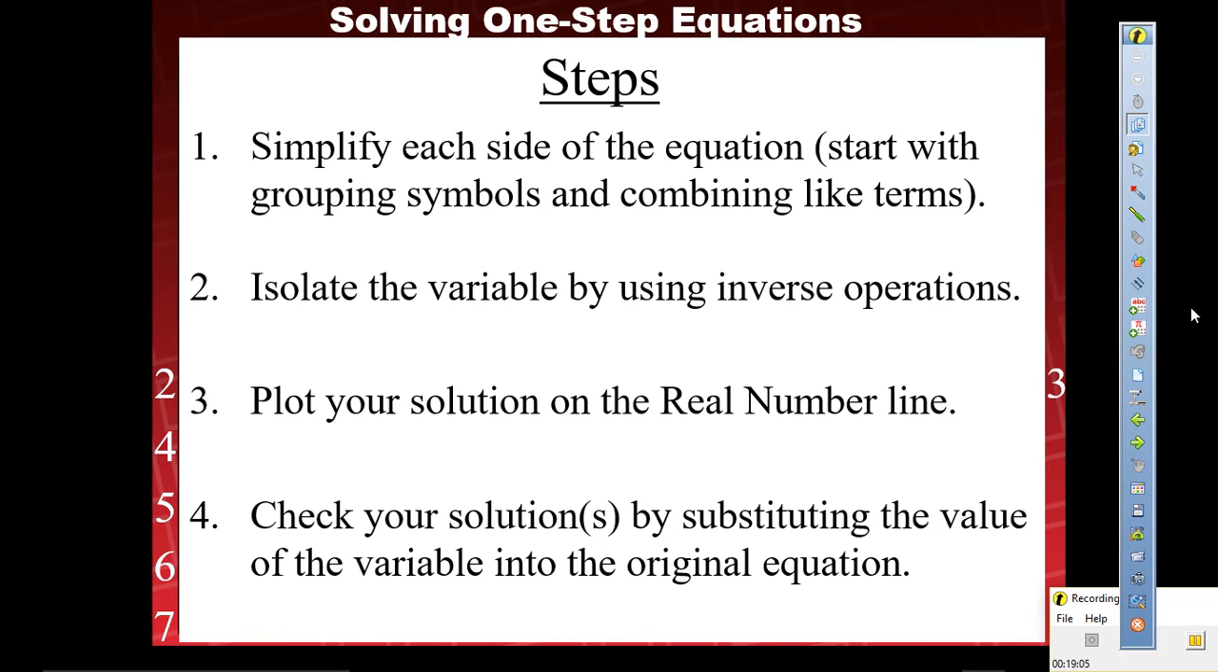All right. Here we go. So really quick, to clarify the steps. Step 1 is simplify each side. Do we know how to simplify expressions? Yes, because each side of the equation is two different expressions. We know how to simplify. Isolate the variable. The word isolate, I want to clarify for some of you that don't know what that means.